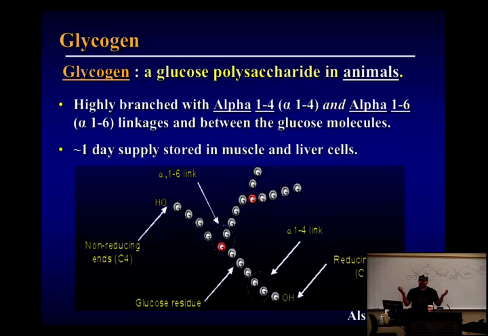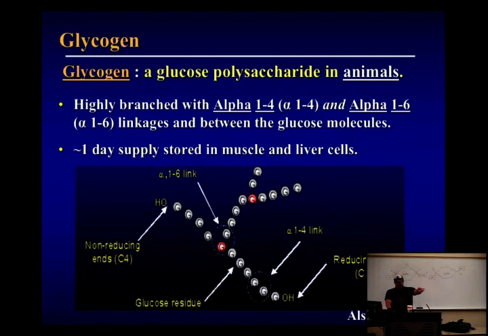So on the test, I might ask you, what are the bonds in glycogen? And I'll have a list. Alpha 1,4 only, alpha 1,4 and 1,2, alpha 1,4 and 1,6, beta 1,4, gamma 1,7, just make it up. What's the answer? There you go. You got the question right. If you picked anything else, that would be wrong.